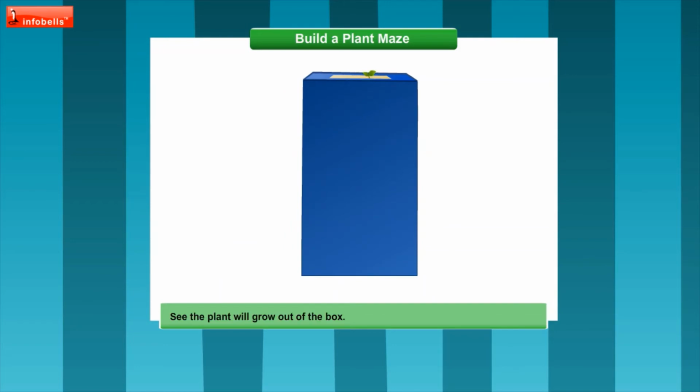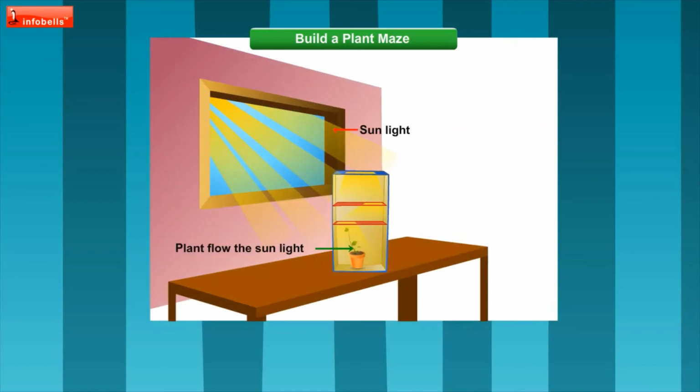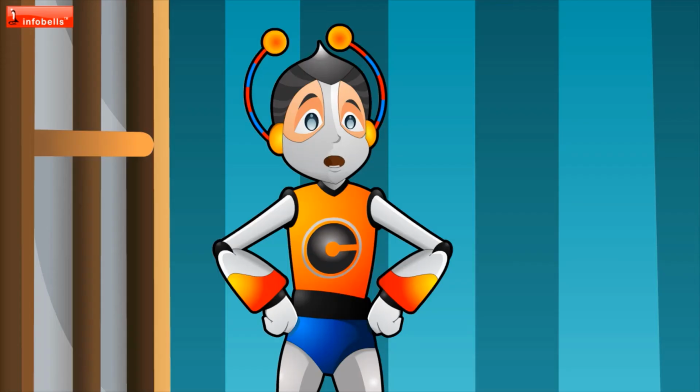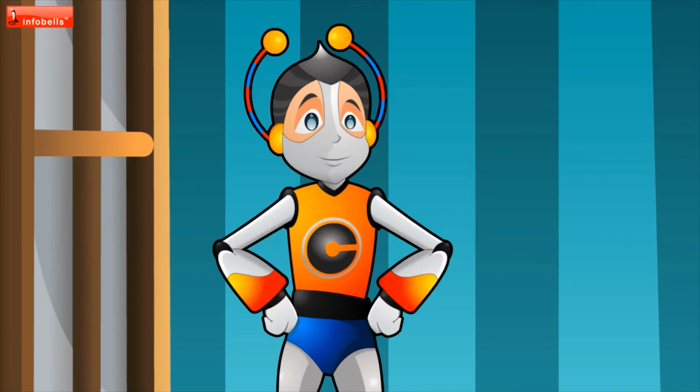Now, you will see the plant will grow out of the box. Open the box and see the plant. How did this happen? The plant bends in order to get through all the windows and reach the light. This shows that sun is very essential for plants to grow.